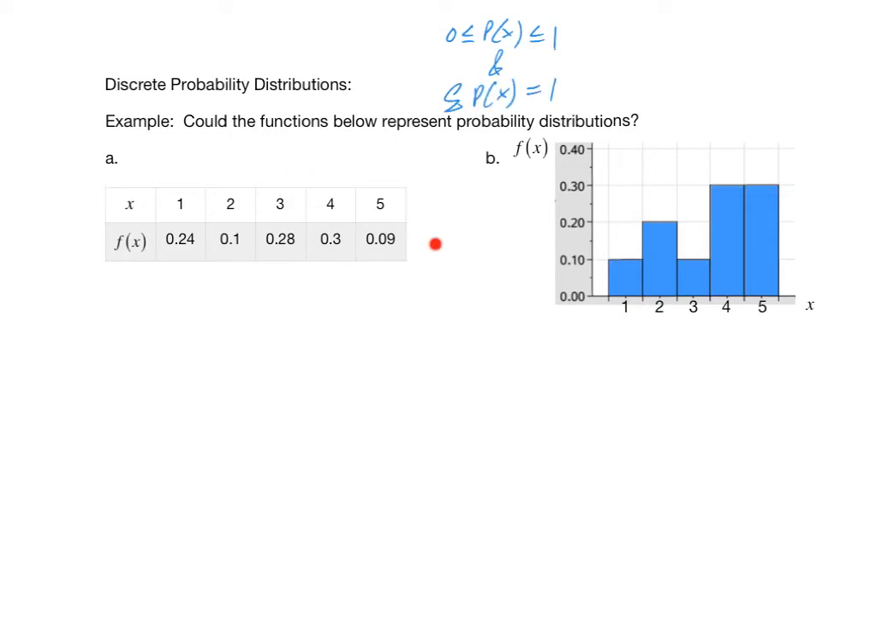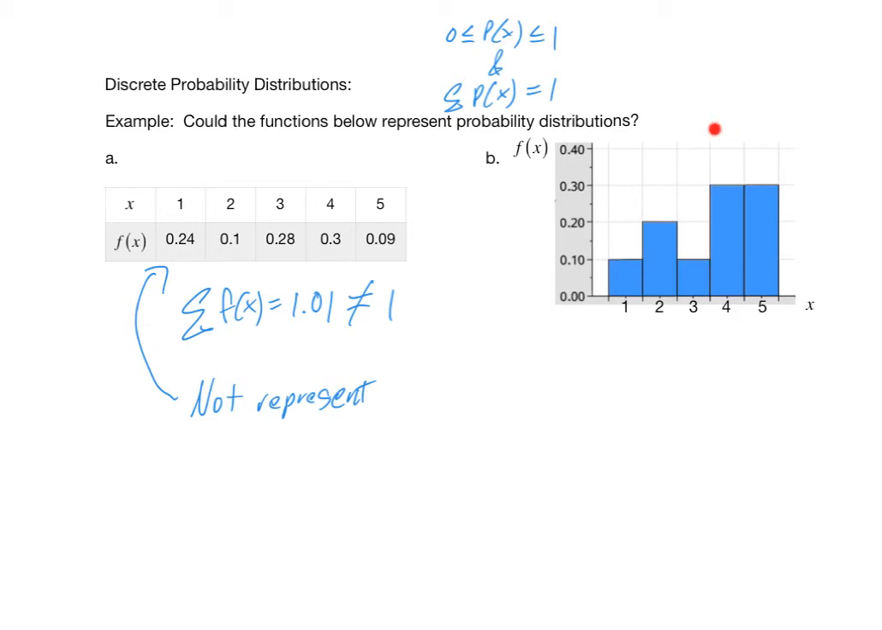Well, if we look at this first one here, the outputs, the p of x's, of course, I use the function name f in this case, they have to all be between 0 and 1. And in this case, they all are between 0 and 1. So that is satisfied. But also, the second condition needs to be satisfied as well. These should add up to exactly 1. 0.24 plus 0.1 is 0.34, plus 0.28 is 0.62, plus 0.3 is 0.92, 0.92 plus 0.09 is 1.01. So the sum of the f of x's is equal to 1.01, which is not 1. It has to be exactly 1, not something near 1. So that means that while this is a function, it cannot represent a discrete probability distribution function.